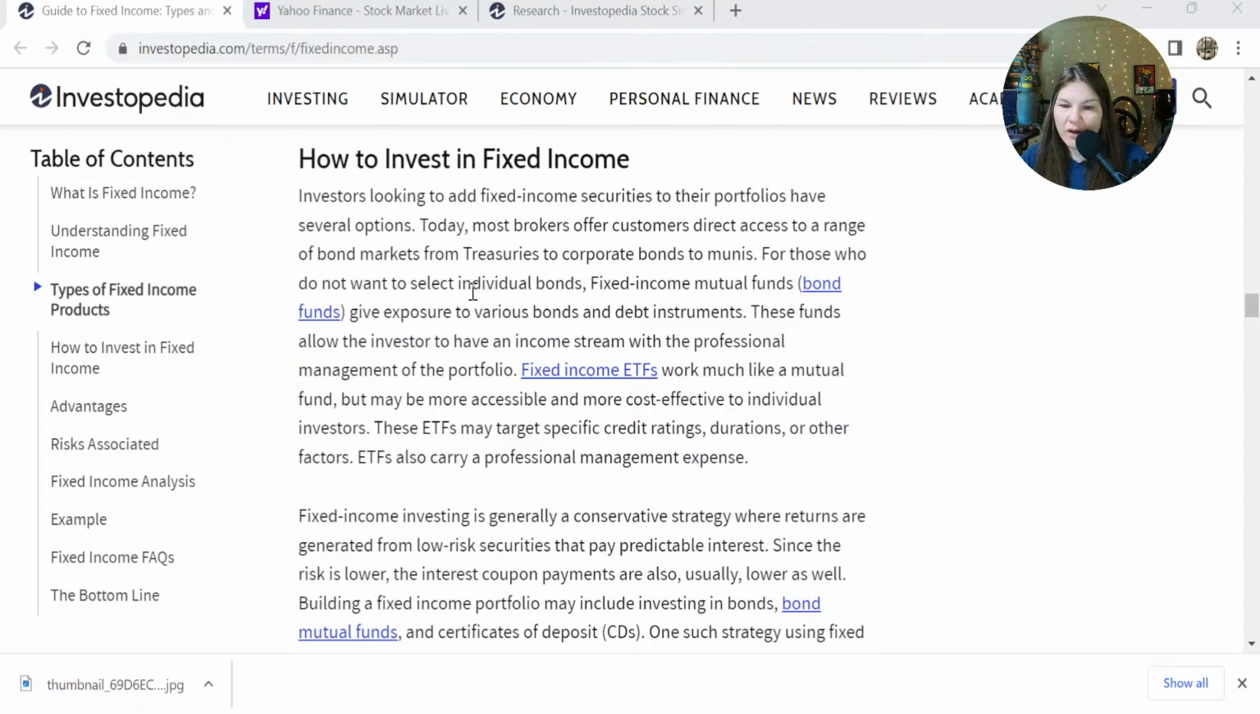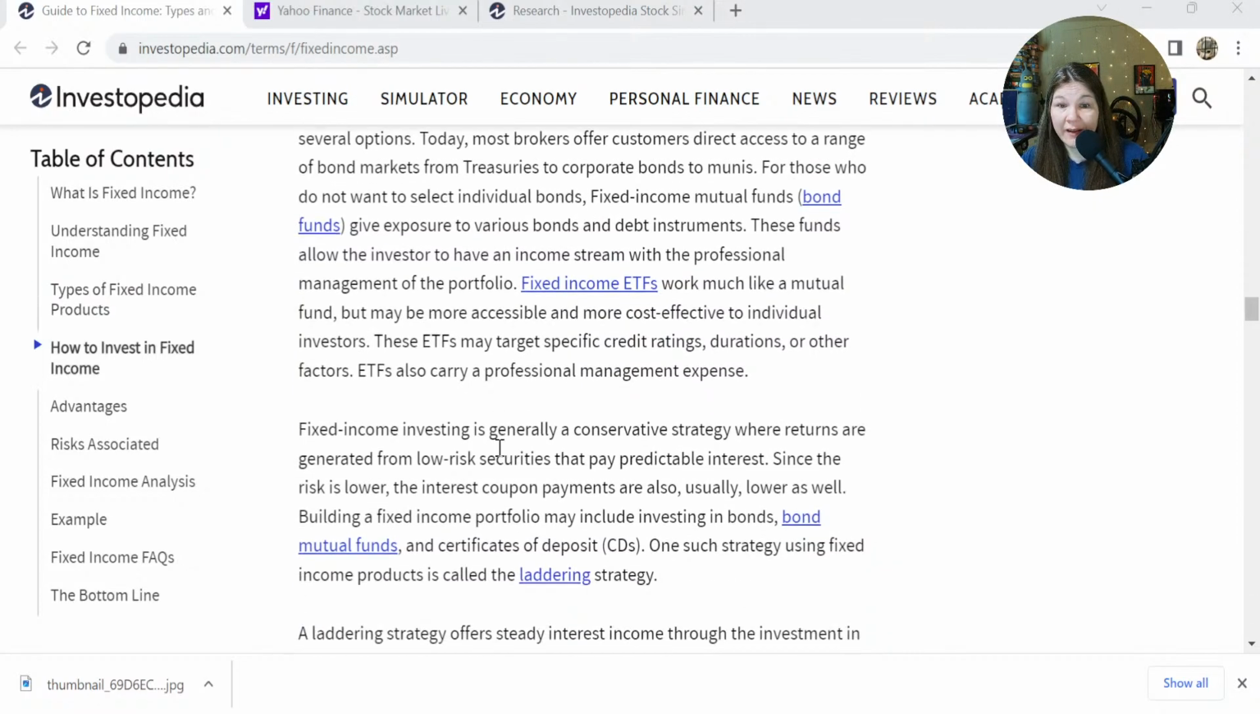For those who do not want to select individual bonds, fixed income mutual funds, bond funds, give exposure to various bonds and debt instruments. These funds allow the investor to have an income stream with the professional management of the portfolio. Fixed income ETFs work much like a mutual fund, but may be more accessible and more cost-effective to individual investors. These ETFs may target specific credit ratings, durations, or other factors. ETFs also carry a professional management expense.